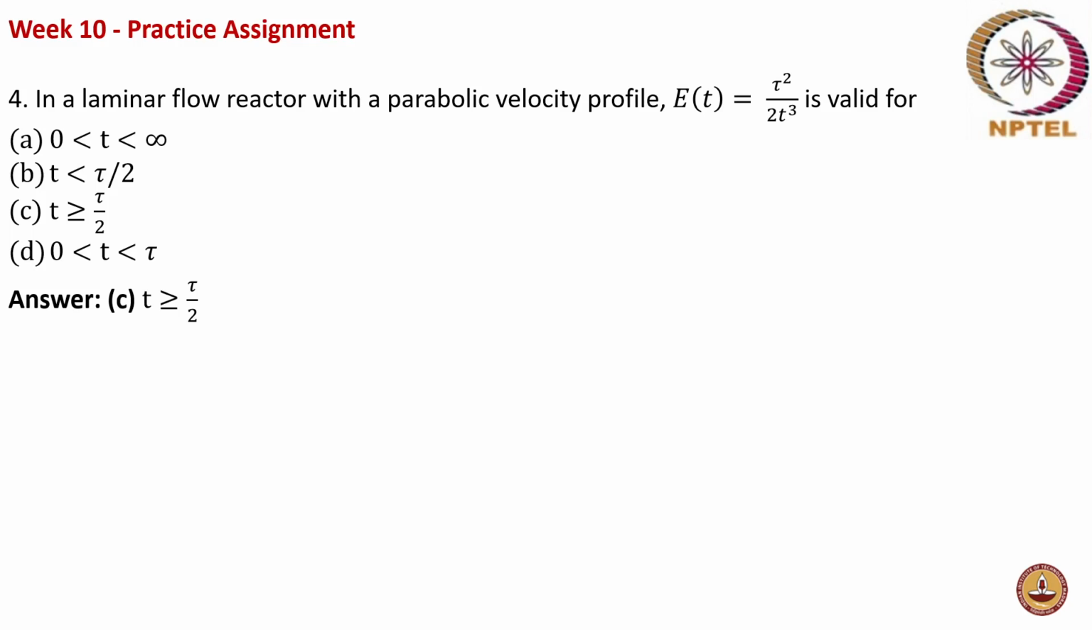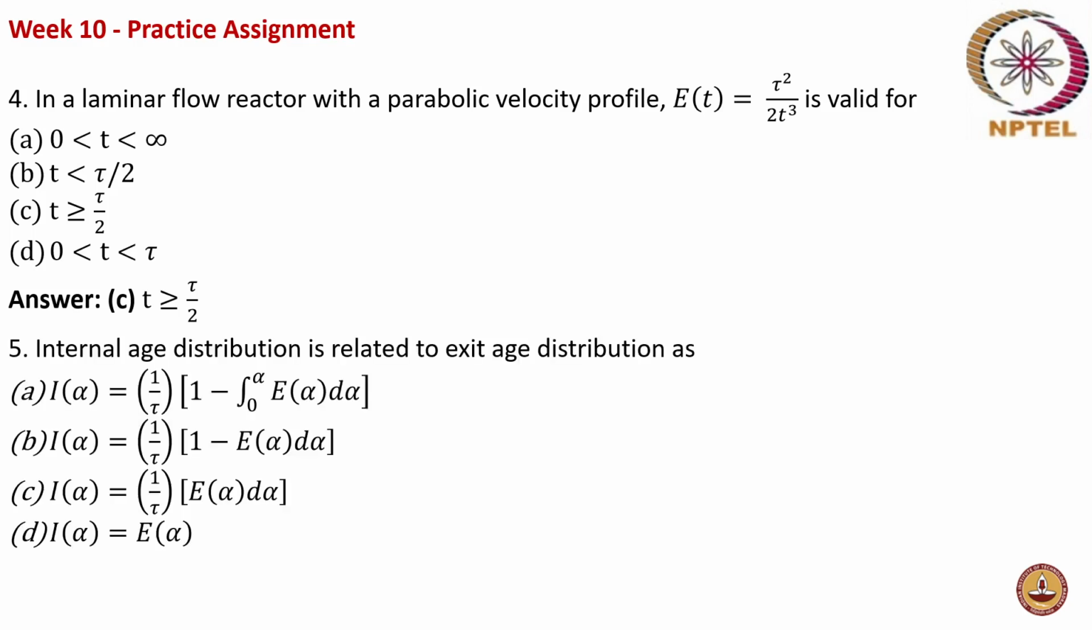When t is less than tau by 2, the exit age distribution E of t is equal to 0. That means none of the particles can come out, because the particle with the maximum velocity needs a time of tau by 2 to come out of the reactor. Only after tau by 2 will you start finding particles coming out of the reactor. So this is what it actually means.